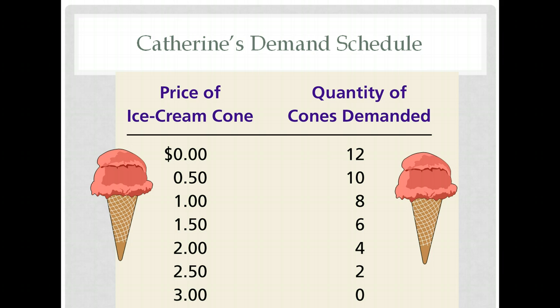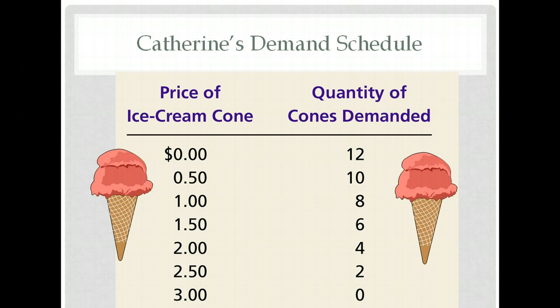If they cost her, let's say $1, she only wants 8 of them. At $2, she wants 4 of them. And at $3, that's too much money for her. She's not going to buy any, 0. Now, does this chart follow the law of demand? As it turns out, it looks like it does.